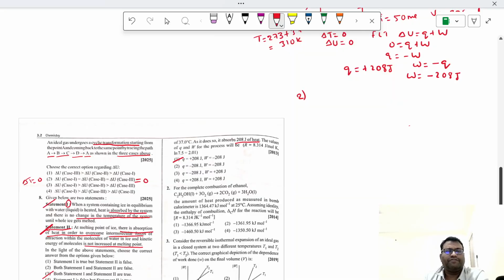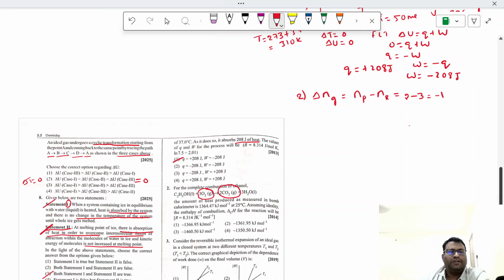For the complete combustion of ethanol, the reaction is given. Delta Ng is the number of moles of gaseous products minus the number of moles of gaseous reactants. Gaseous products are 2 CO2, so 2, minus the gaseous reactants, 3. Then that is equal to -1.